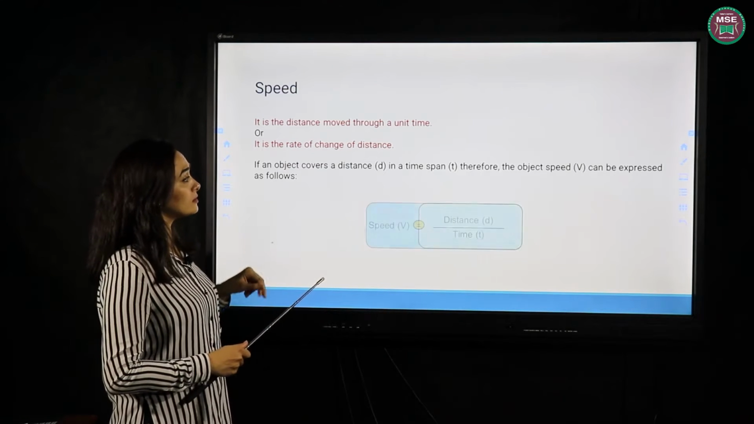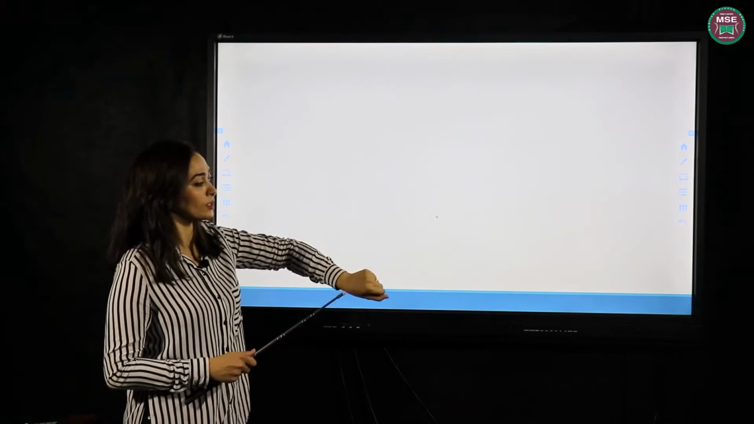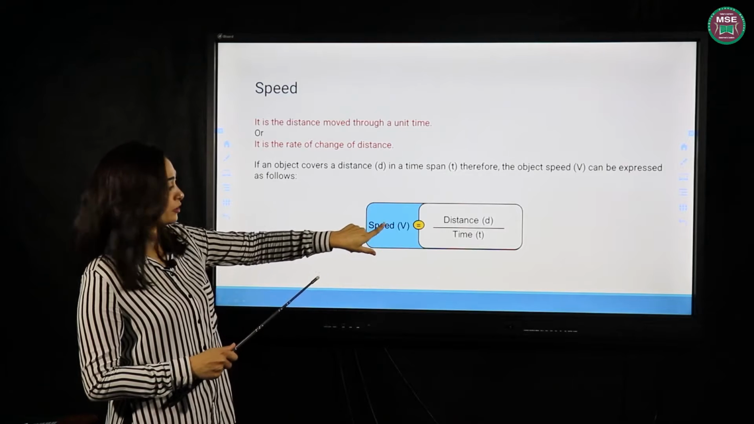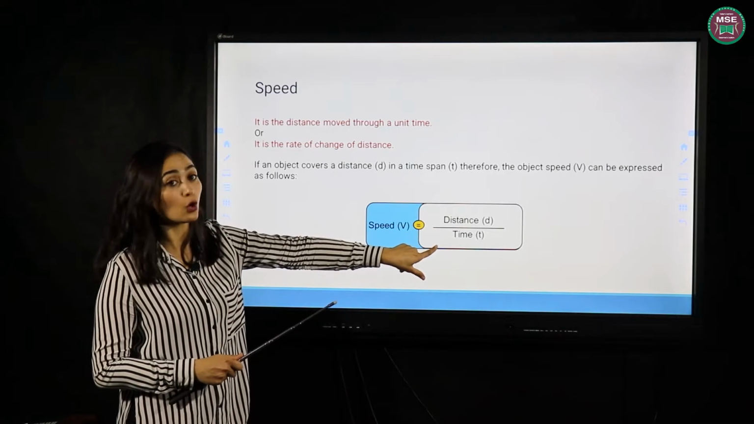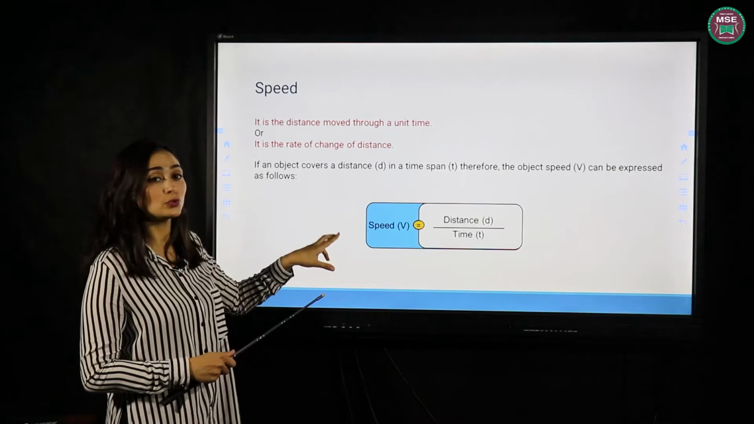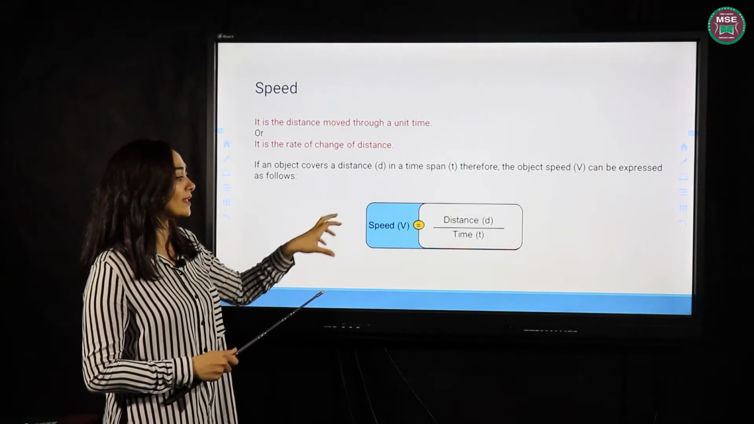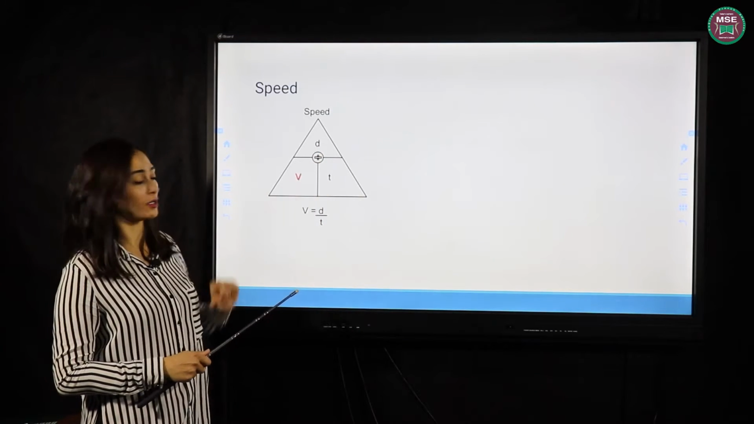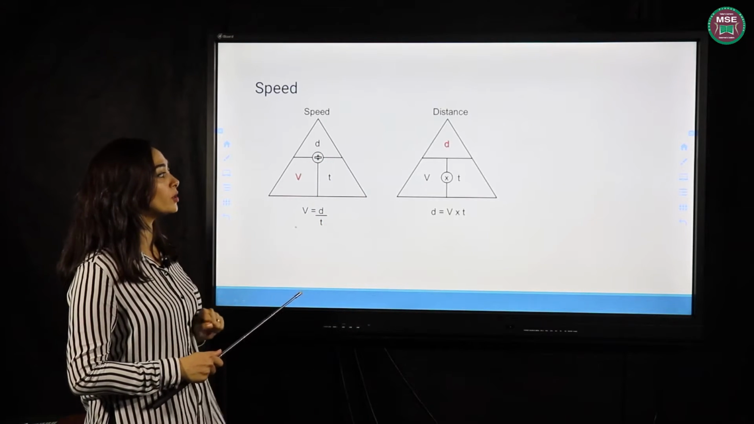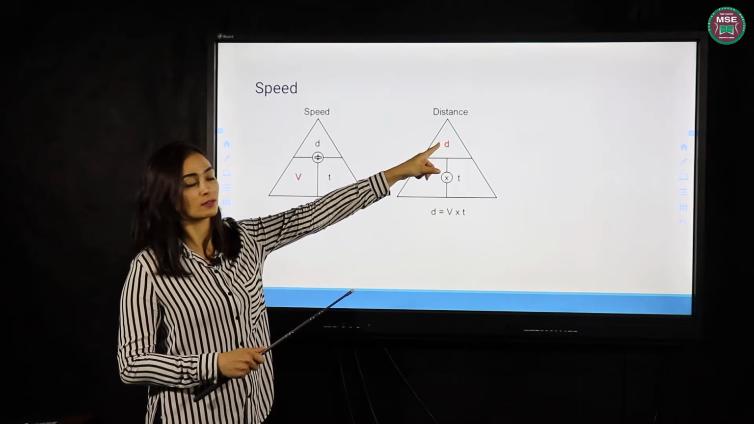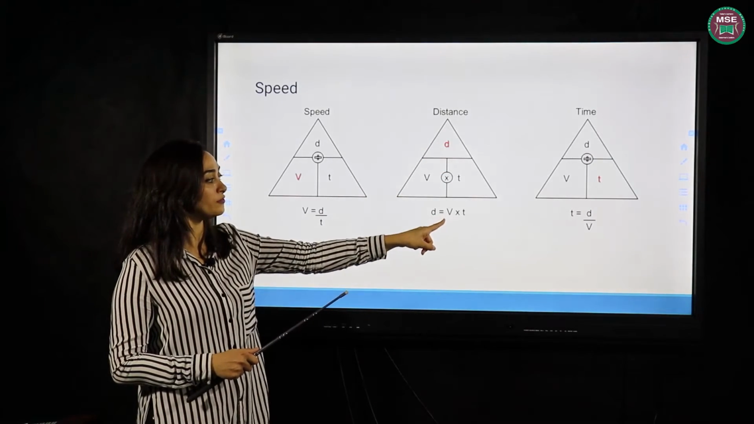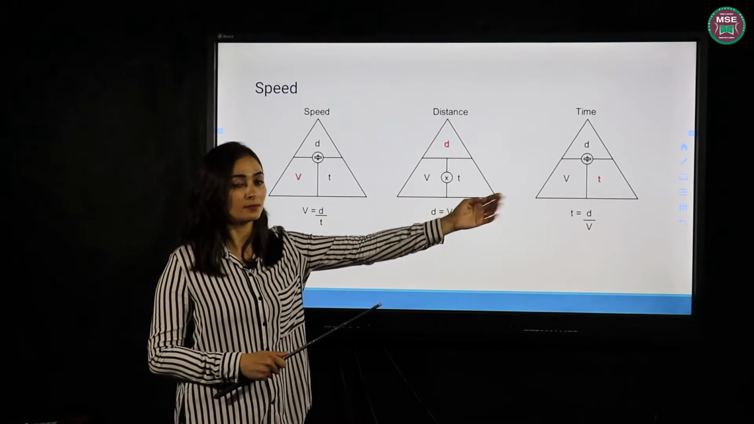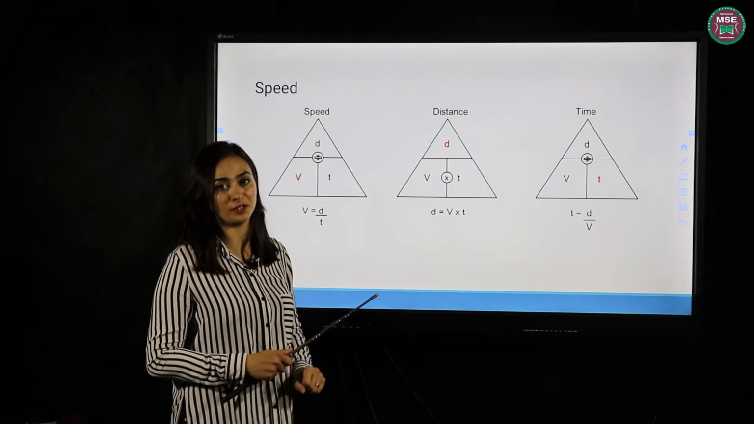We can simplify distance with d, time with t. So speed v equals distance over time. This is the rule of speed. When I want to calculate the speed, we have to know the distance and time. Okay, if I want to calculate distance, d equals v times t. If I want to calculate time, yes, t equals d over v.